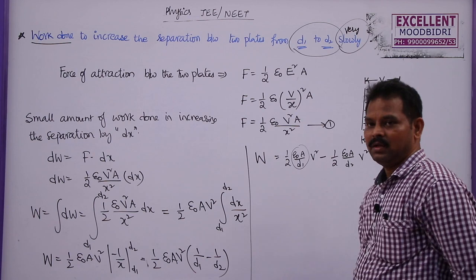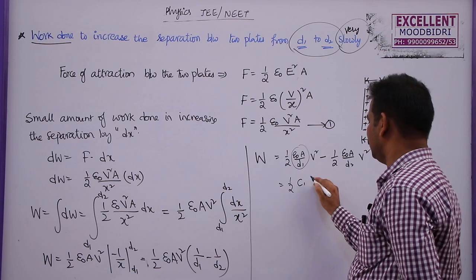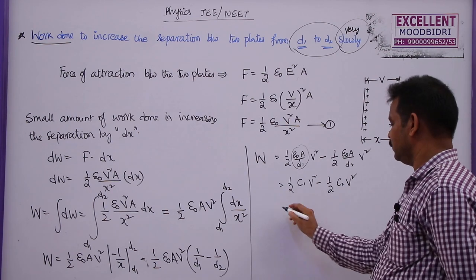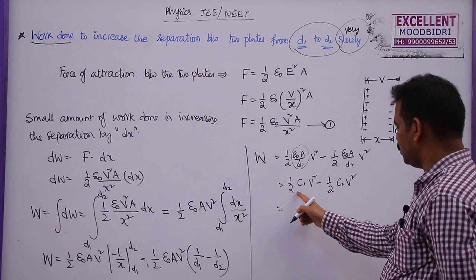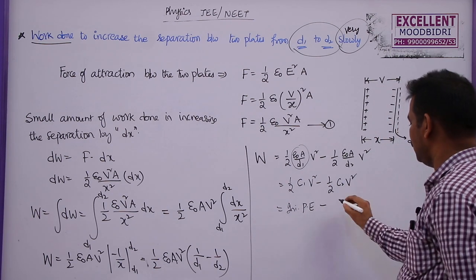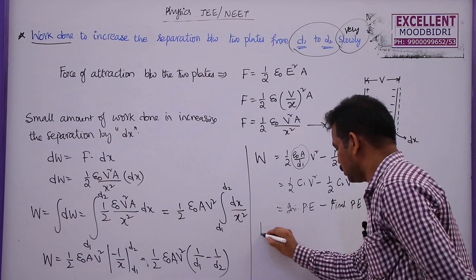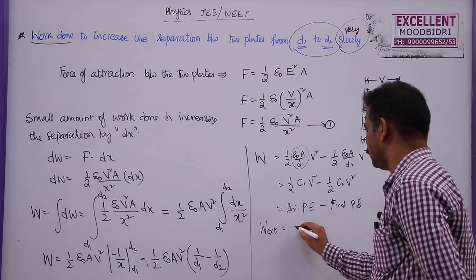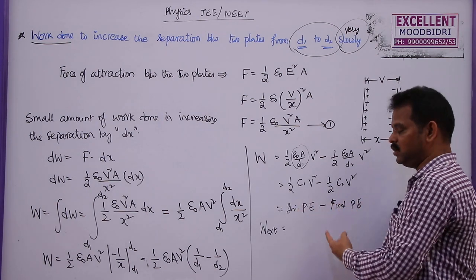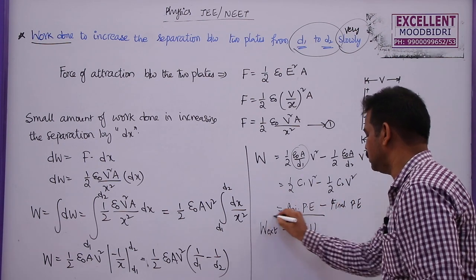This is nothing but the capacitance of this capacitor initially. So this is half C1 V square minus half C2 V square. So this will be the initial potential energy, or energy stored in the capacitor, minus the final potential energy of the system. So work done externally is equal to change in potential energy. Generally we write change in potential energy as final minus initial, but here I got initial minus final potential energy, so it is minus of the change in potential energy.